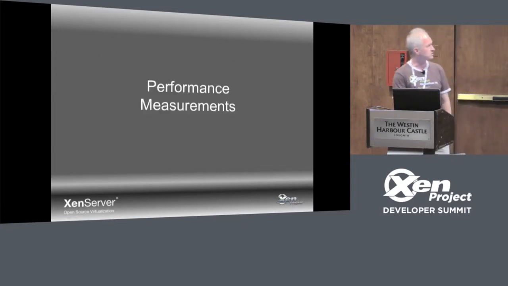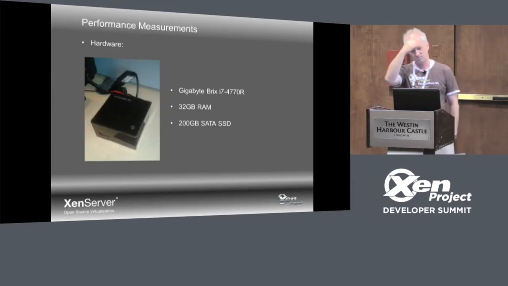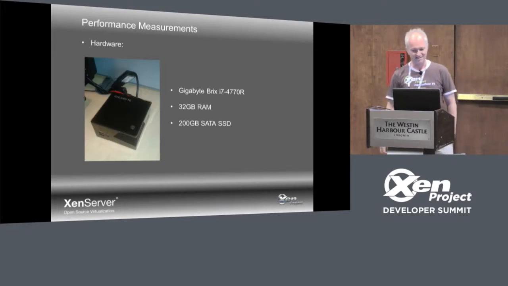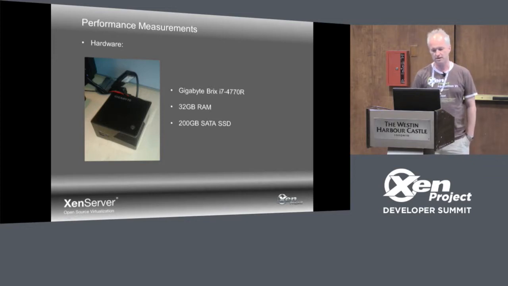So, performance measurements. That's the bit of hardware I ran them on. It's my Gigabyte Brix box, which is sat on my desk in the office. It's a pretty pokey little thing. It has a tendency to run its fan a lot, which annoys people around me. It could probably levitate itself off the desk when I'm compiling a Linux kernel on it, for instance. But it's a Haswell CPU, 32 gigs of RAM, 200 gig SATA SSD, so it's pretty fast.